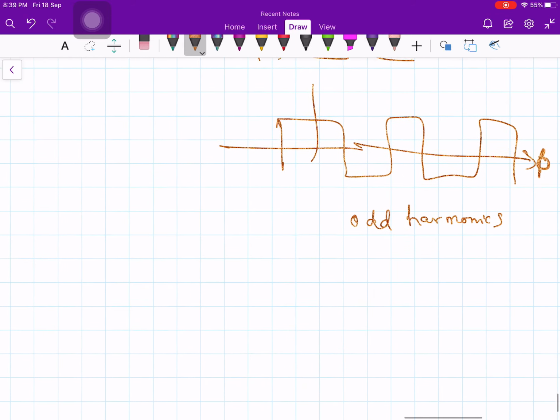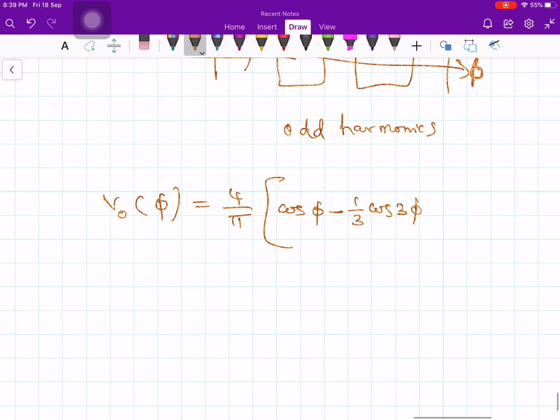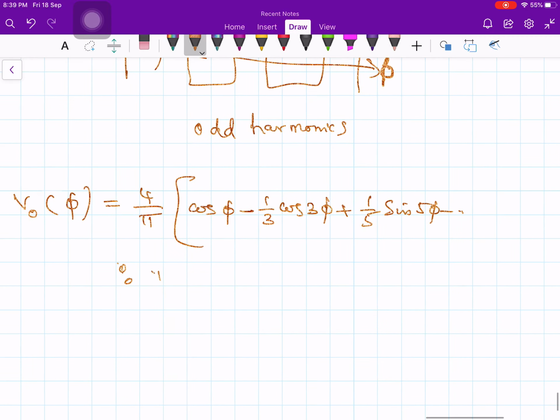Therefore my v naught of phi output voltage is a square wave, and that square wave is written in terms of Fourier series like cos phi minus 1/3 times cos 3 phi, all odd harmonics, plus 1 by 5 cos of 5 phi minus, and so on and so forth. So this is the Fourier series representation of v naught of phi.